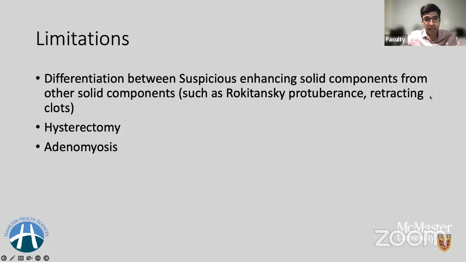Then inadvertent assignment of retracting clots as solid tissues, because sometimes they can show enhancement, but they are technically not solid because they are T2 dark. Then what if the patient has hysterectomy? How are you going to compare the enhancement of the solid tissue? And if the patient has adenomyosis, the myometrial enhancement is going to be fairly atypical. So all of these basically turn out to be limitations, and ongoing research is going on in this field to better standardize in these situations.